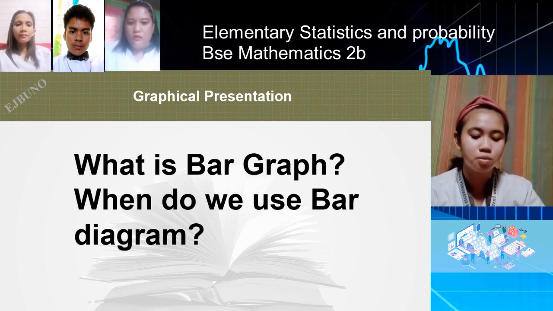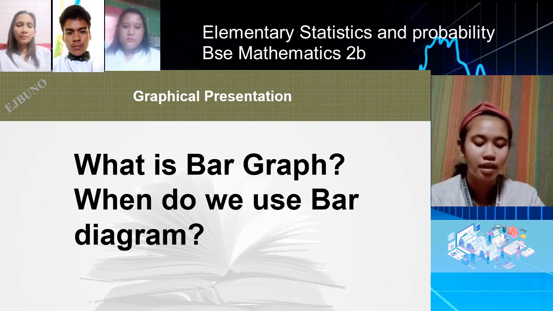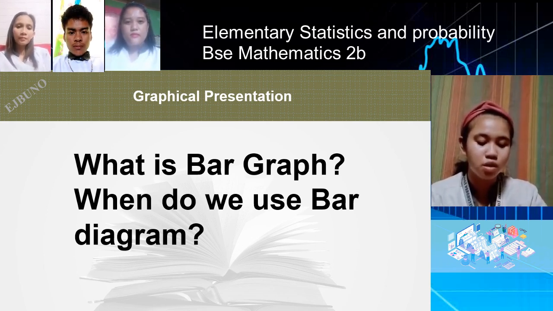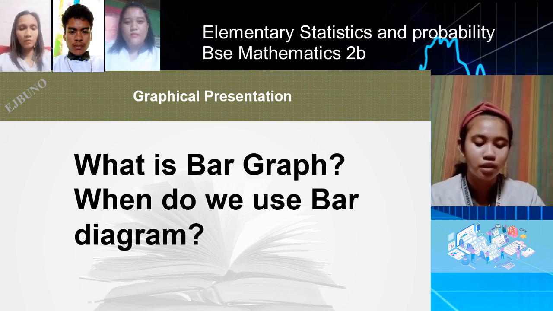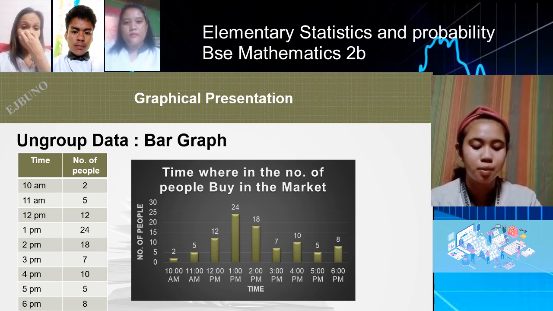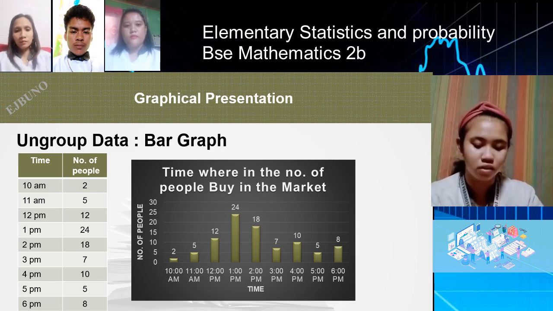When do we use a bar graph or bar diagram? When the data are given in whole numbers, and when the data are to be compared easily. This is also a sample for a bar graph, where you can see also the time and the number of people who buy in the market.